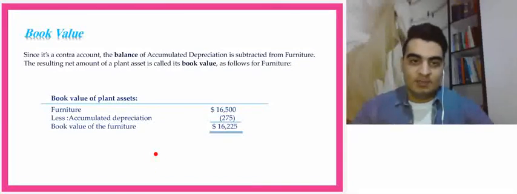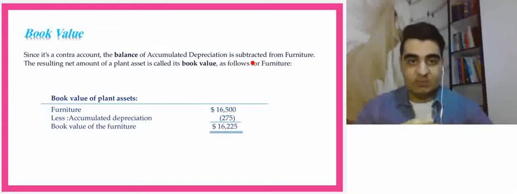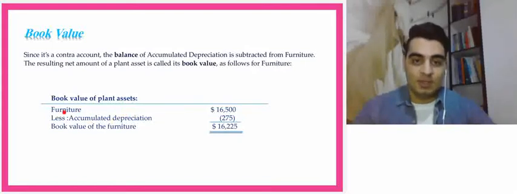Another important term for this part is book value. Since it's a contra account, the balance of accumulated depreciation is subtracted from furniture. In other words, if we subtract the balance of our accumulated depreciation from the furniture, the resulting net amount of our asset is called the book value. And it follows for furniture in this part. The book value for our plant asset, which is furniture, is here.